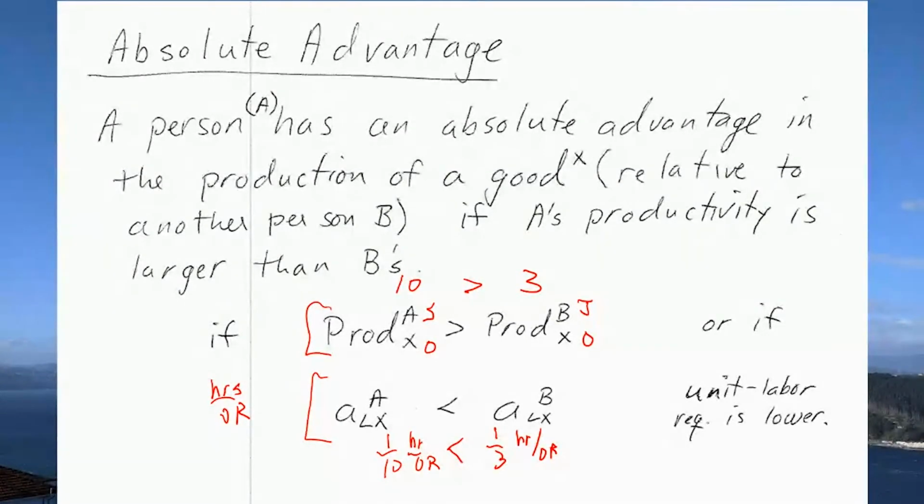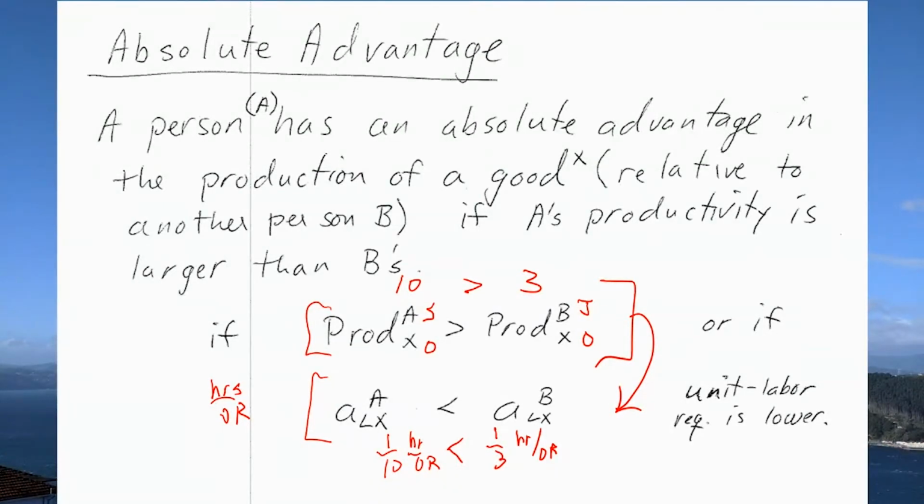Saying it with unit labor requirements, we're saying Smith has an absolute advantage because he can produce oranges cheaper than Jones can produce them. And cheaper here means using fewer hours of labor expenditure. Now, because unit labor requirements are just reciprocals of productivity, if this relationship is true, it follows mathematically that that has to be true at the same time. So they're equivalent to each other.